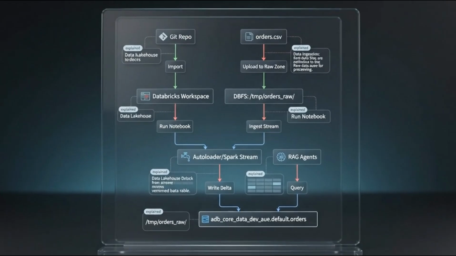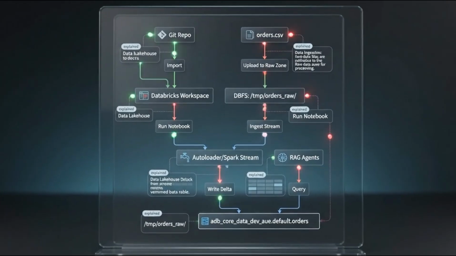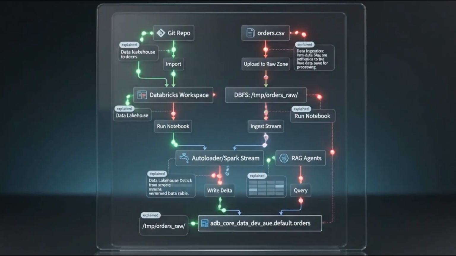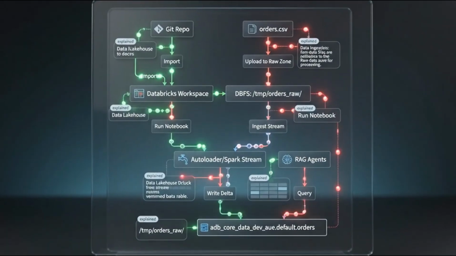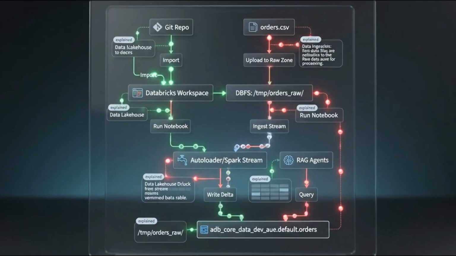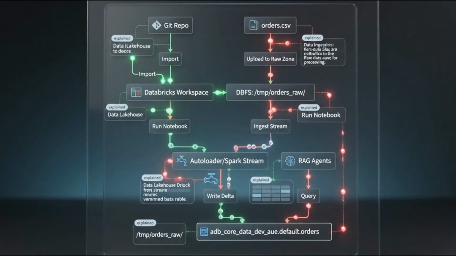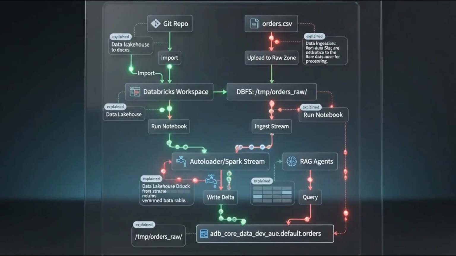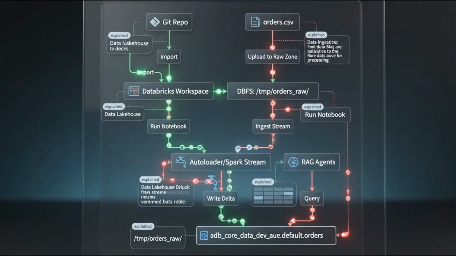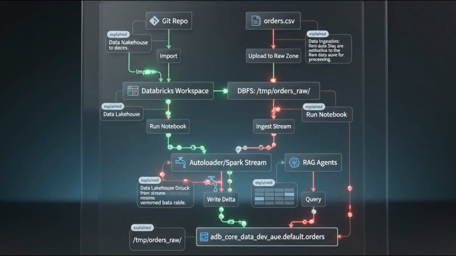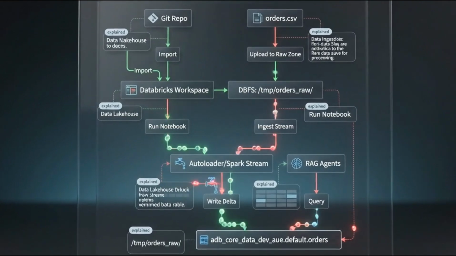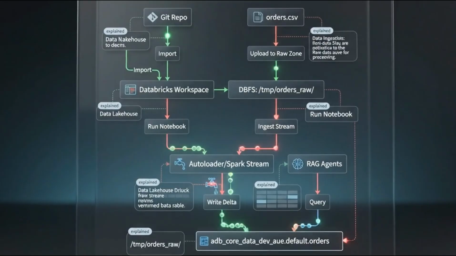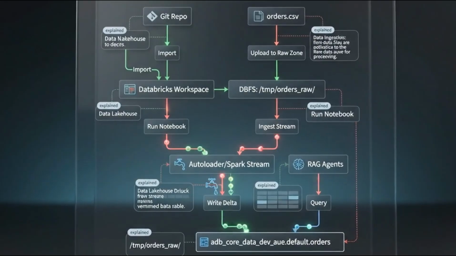In the middle, we have our raw data. When raw CSV files like orders CSV land in our landing zone, which is the Databricks file system DBFS raw directory, we have a Spark structured streaming job waiting. This stream autoloader instantly picks up the new CSV file, applies our predefined schema, and stream appends the records into our secure Delta Lake table, which is ABD code data dev AUE.